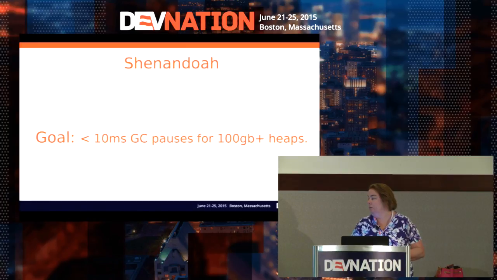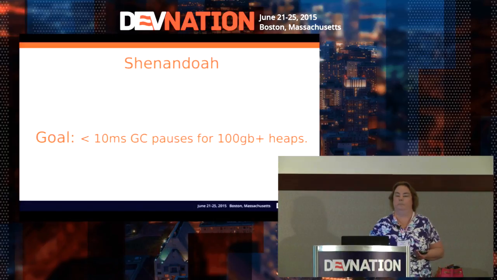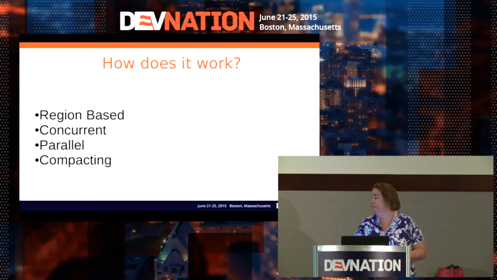So our goal is to have sub 10 millisecond GC pauses for 100 gigabyte plus heaps. How does it work? We divide your heap into regions, each of which can be collected independently. We are concurrent, which means we do work while the Java threads are running. We're also parallel, meaning we can use as many threads as you have spare to give us to be able to keep up with the mutator.